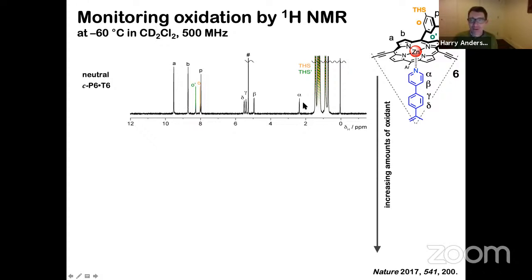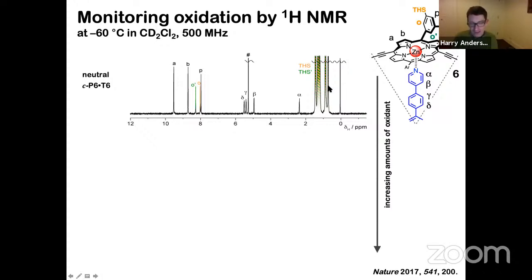If you're an organic chemist, you'll know that pyridine normally resonates between 8 and 9 ppm, but here it's near 2. This alpha proton is near 2 because it's strongly shielded by the local ring current of the zinc porphyrin. But there's no global ring current, and you can tell that because these ortho and ortho prime protons are almost coincident, and the trihexylsilyl signals are also almost coincident.